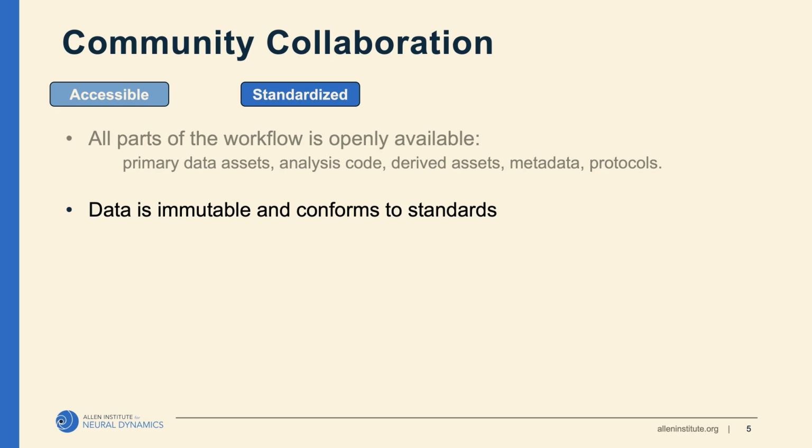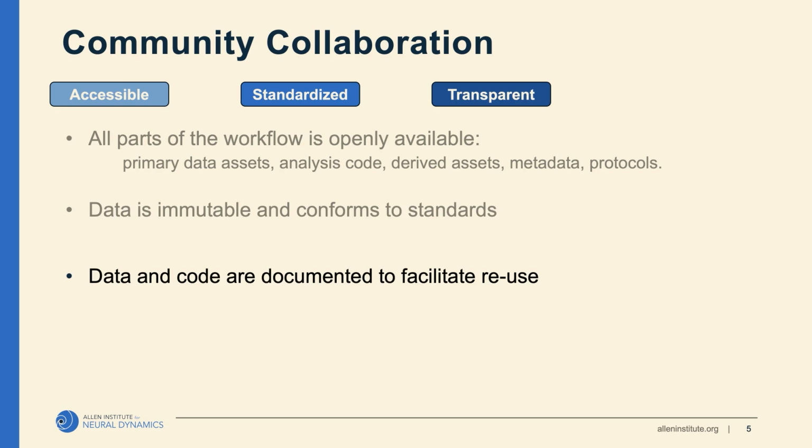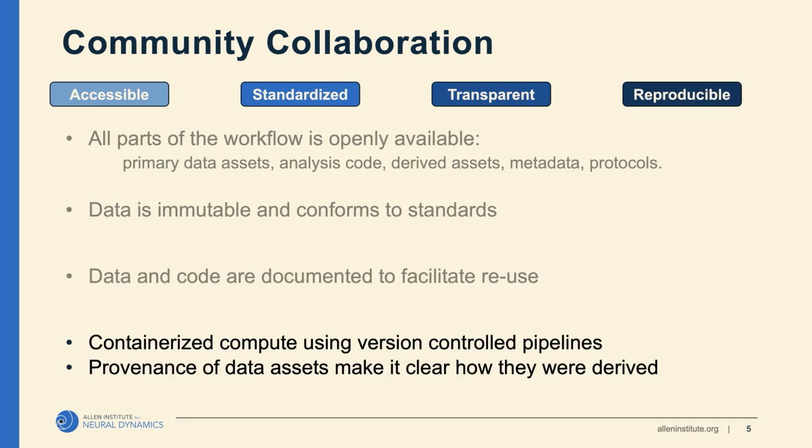They need to be standardized. Data is immutable and conforms to standards, very similar to what Ben was just speaking about. We want the data to be transparent so that the data and code are documented. That facilitates understanding what it is and being able to reuse it. And then finally, we need our work to be reproducible. And this entails building containerized compute so that when we build analysis workflows, we're able to reproduce them and share them with other people so that they can reproduce them as well.